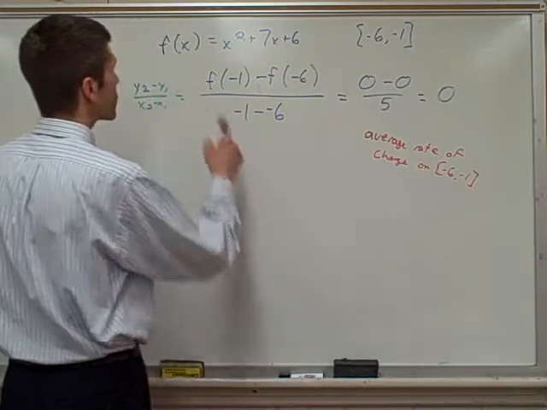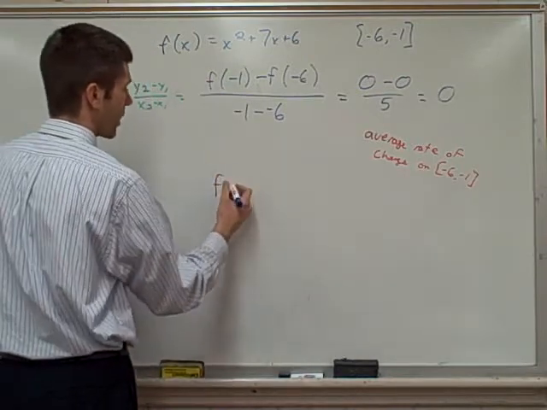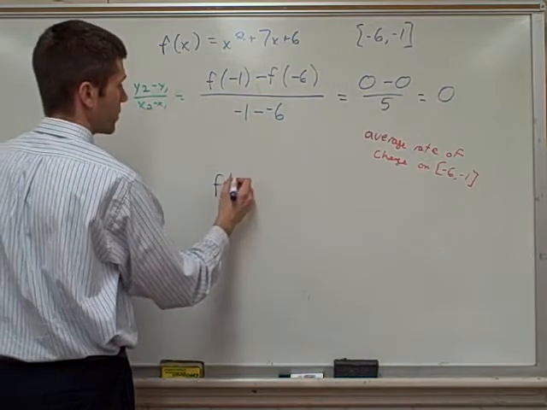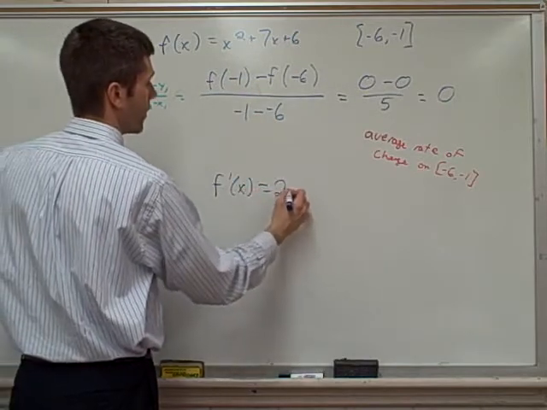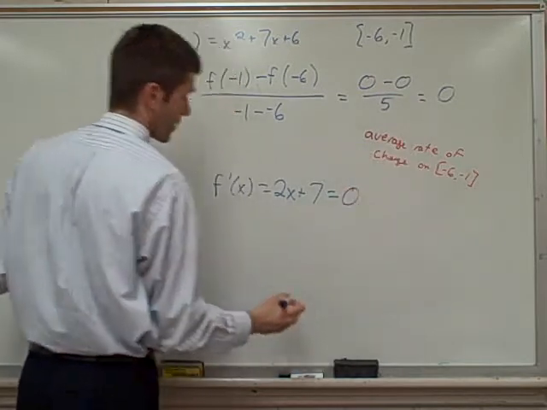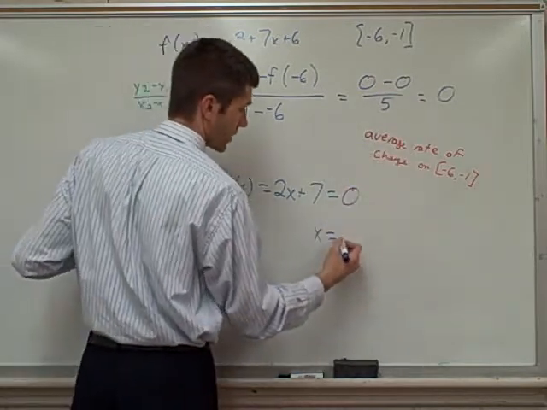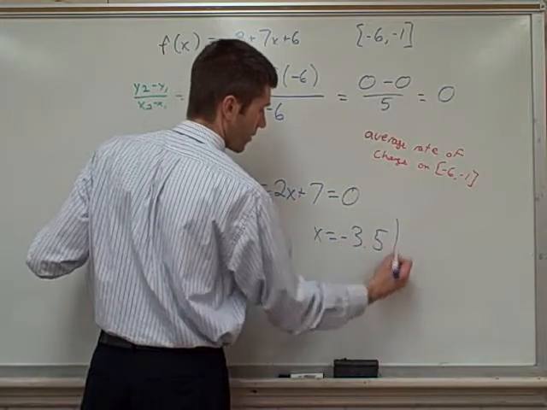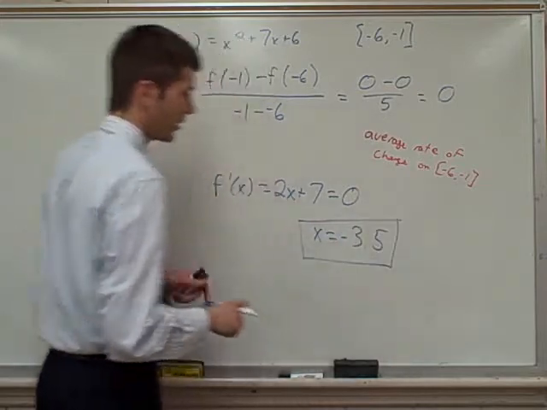Okay, we're going to take the derivative of that because somewhere on this function, the derivative is equal to that average rate of change. This was a very simplified version of it. When you solve this, you get -3.5. And that, my friends, is the final answer.